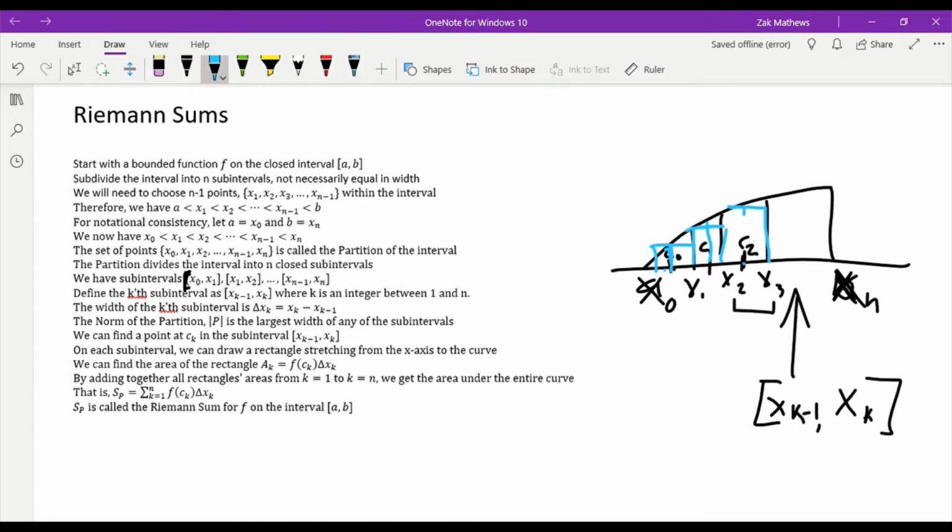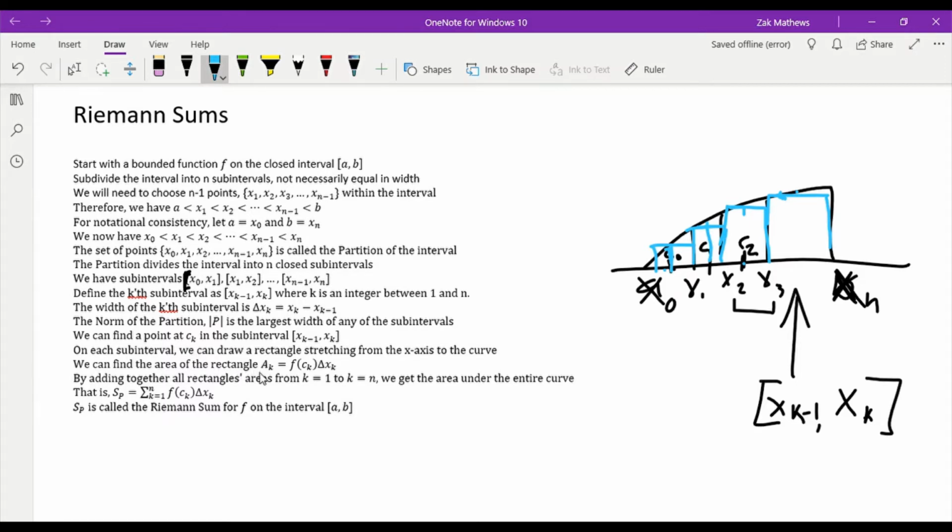So that c is just some point inside, but I'm using that to get to my height, wherever it might be. And again, c doesn't have to be in the middle. I could choose it to be right there, and that would be my rectangle. And now that we have a width and we have a height on each rectangle, we can find the area of any of those rectangles.